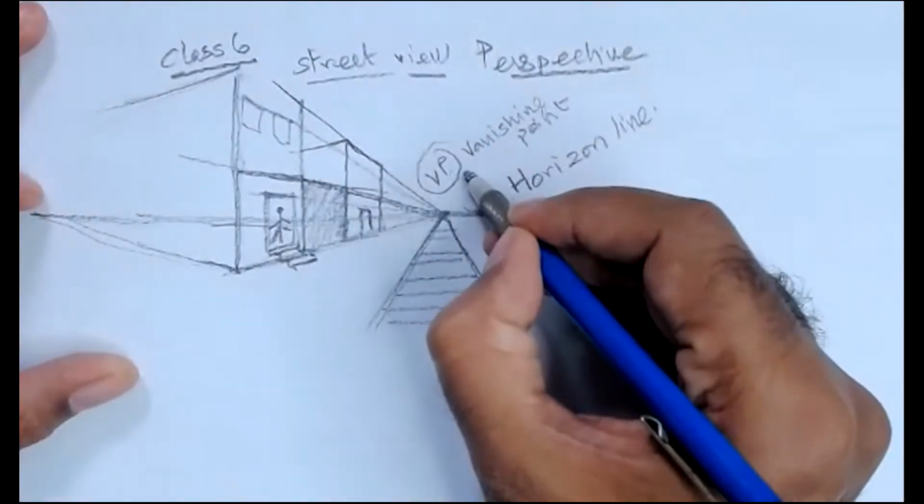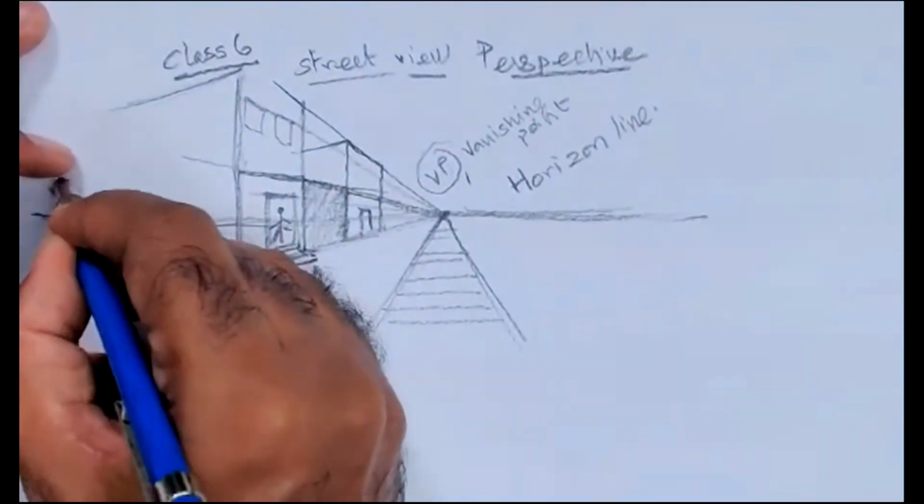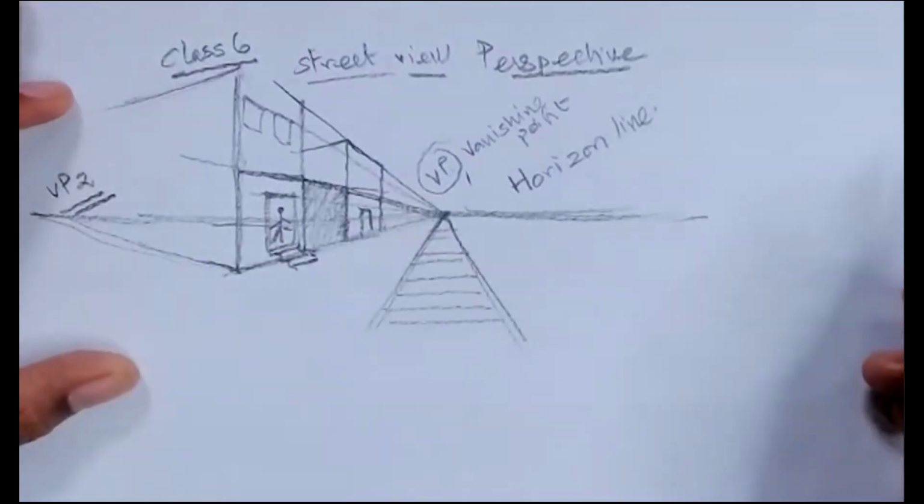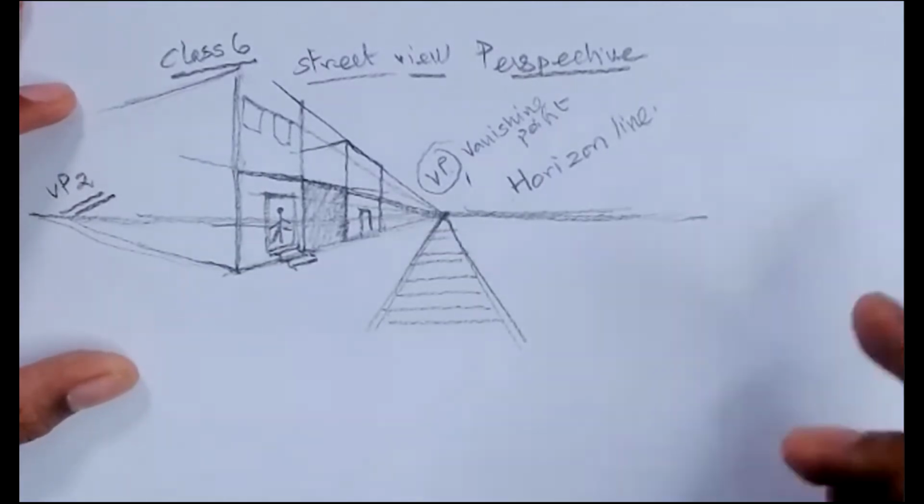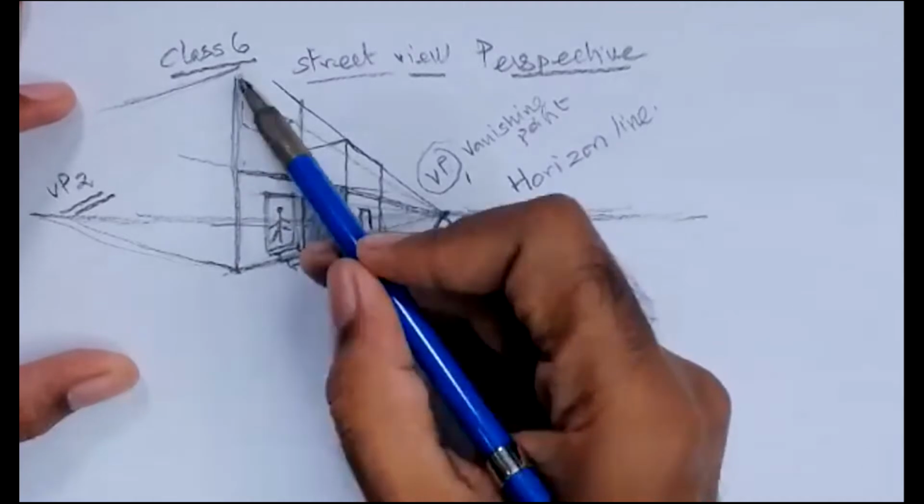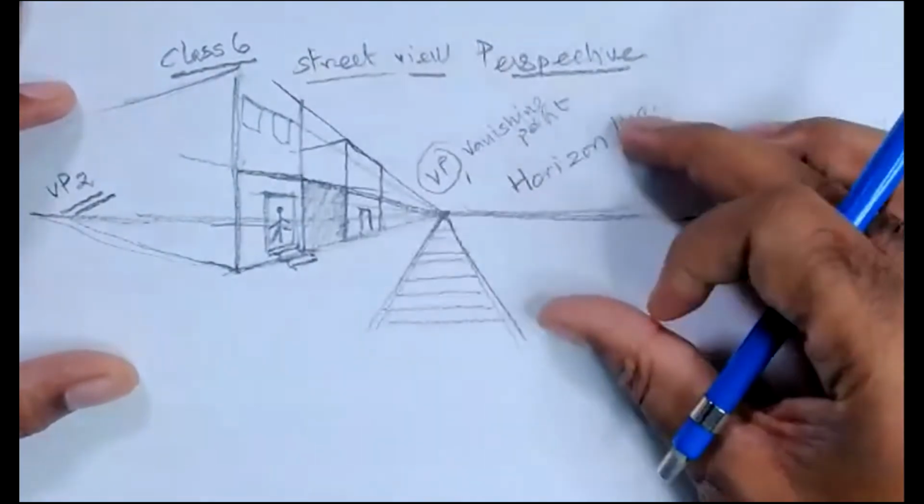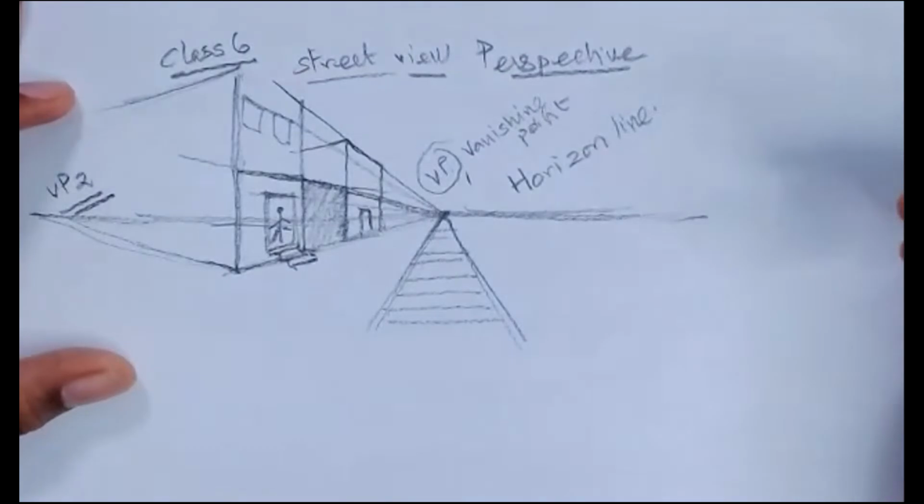If we say this is vanishing point 1, there could be vanishing point 2. Logically there could be any number of vanishing points, infinite, based on the direction of the house. So this is how the street concept comes about.